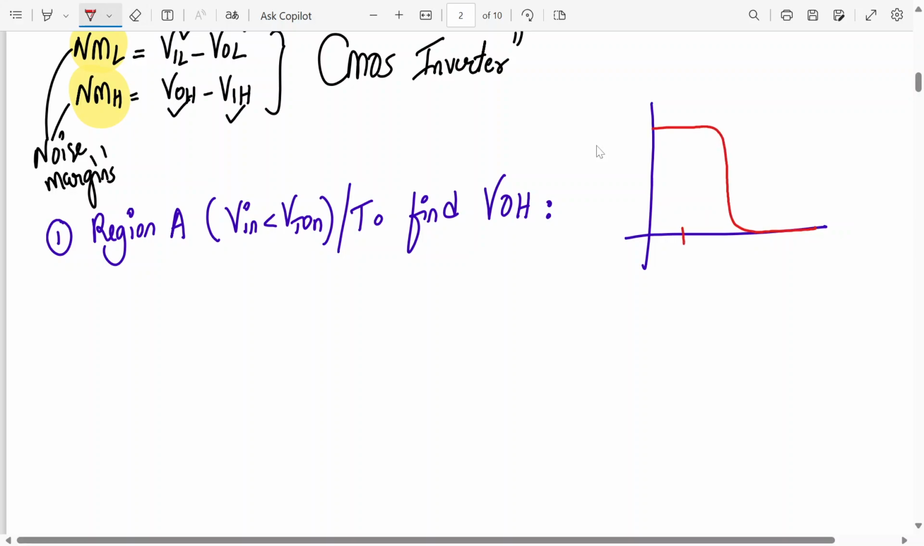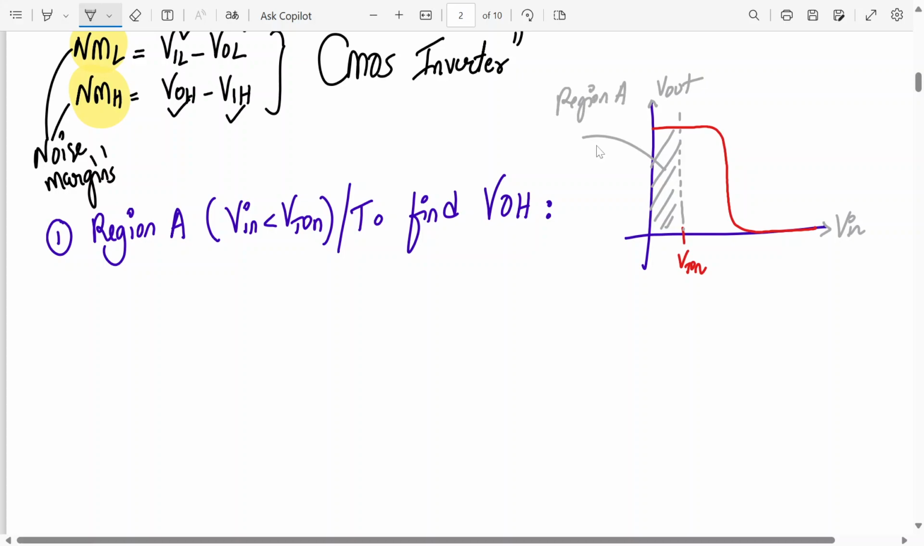Okay, where is my region number A? This is VTON. This is the line that is defining Vin. This is Vout. Okay, so in this region, this is region A.